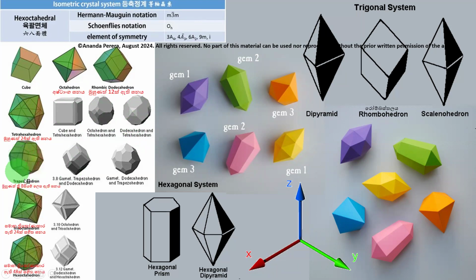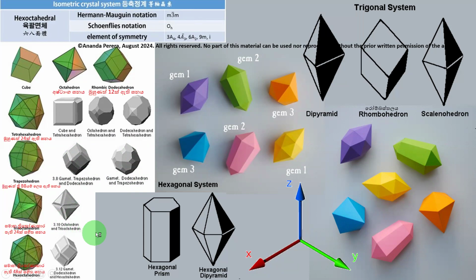Trapezohedron. Surface is single surfaces like trapezium. It is a garnet here, trapezohedron and dodecahedron. This is the garnet shape. Another garnet shape, dodecahedron and trapezohedron. This is the garnet crystal shape. There are a lot of shapes here.